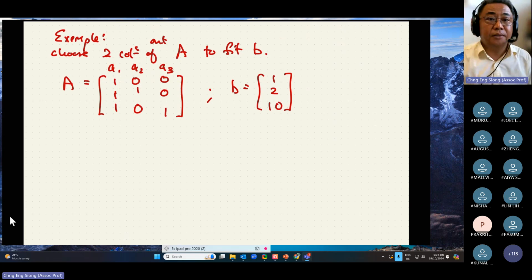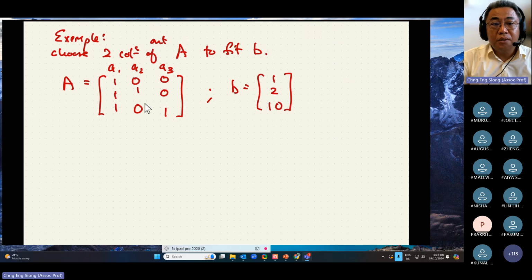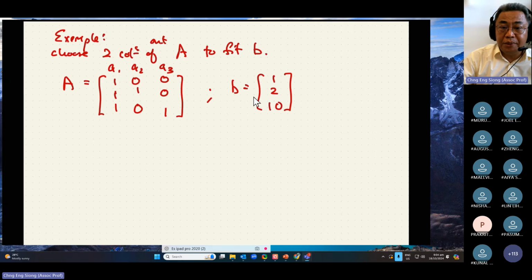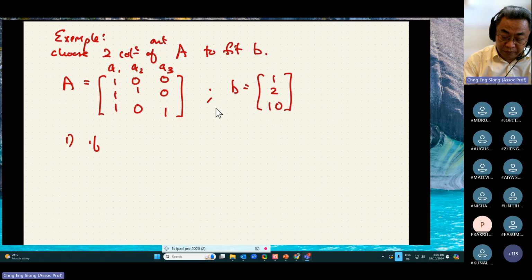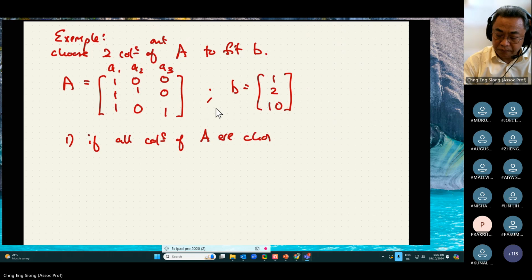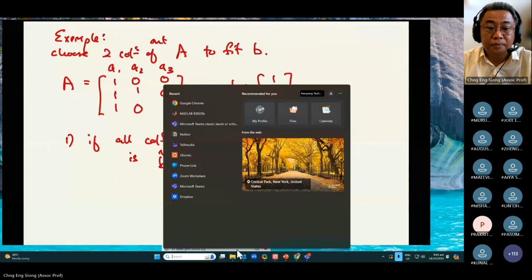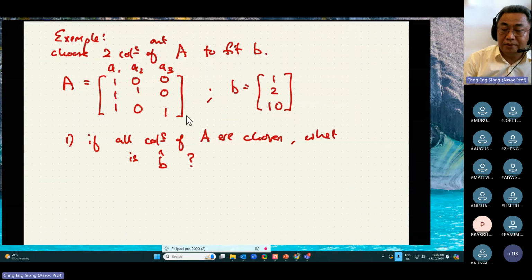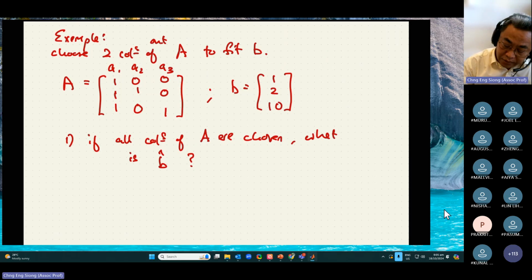So the exam question is like this. Which two columns would you choose to find B? If you are actually given all the columns A1, A2, A3 to find B, what do you think B hat is, guys? So the first question is, if all columns of A are chosen, what is B hat? Any ideas? What do you think it is? 1, 2, 10. What is B hat?